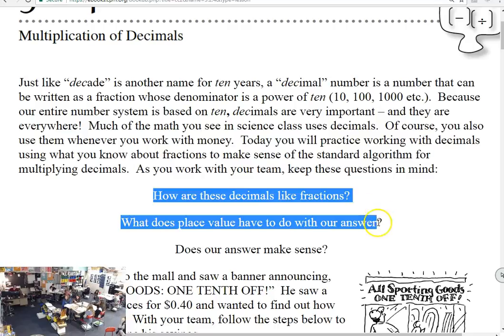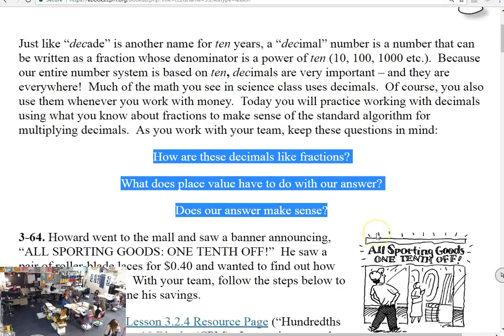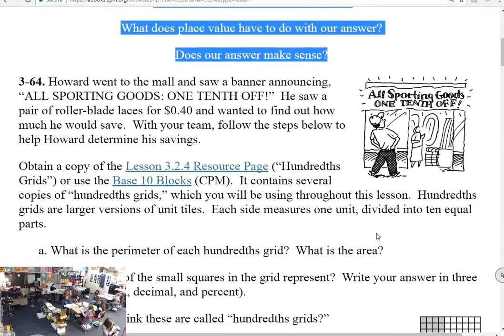What we really want to keep in mind as we go through is how are these decimals like fractions? If you can name something as tenths or hundredths or thousandths, you can quickly get it into a fraction. What does place value have to do with our answer, and does our answer make sense?